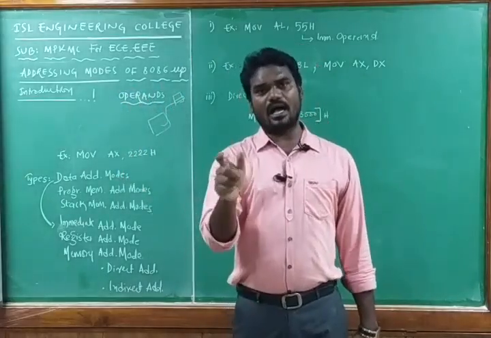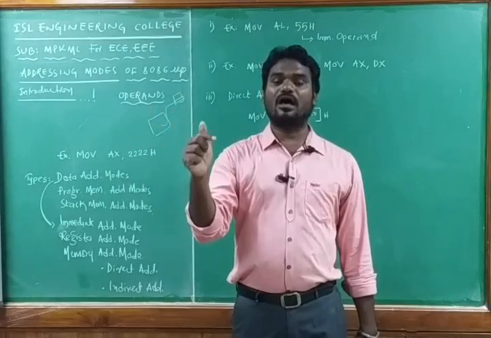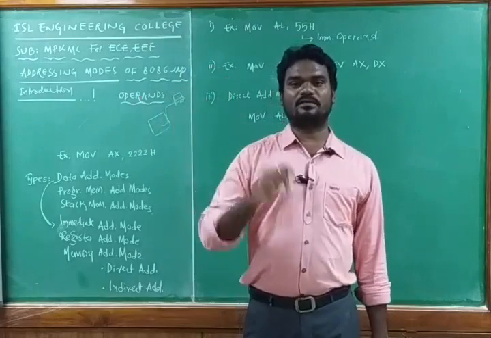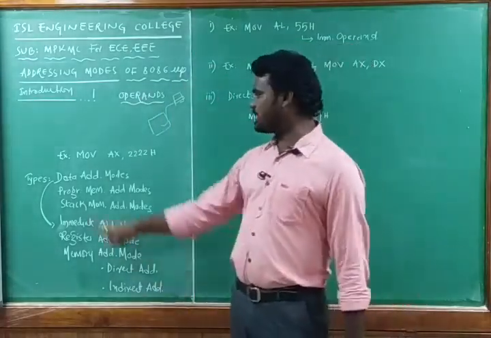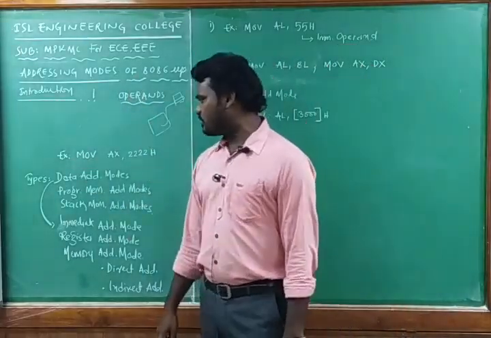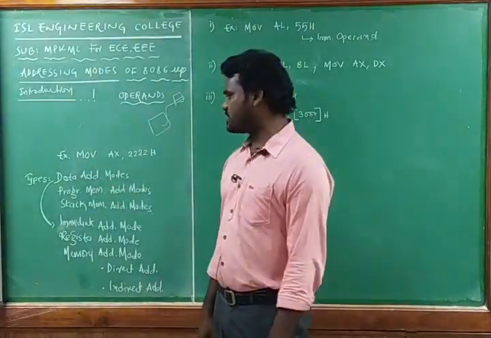It is the data on which 8086 microprocessor instructions are going to operate. That is nothing but execution. And here the best example is the addressing modes. For example, I am going with an addressing mode. MOV is an instruction.